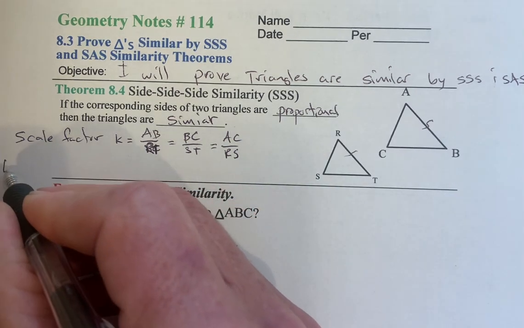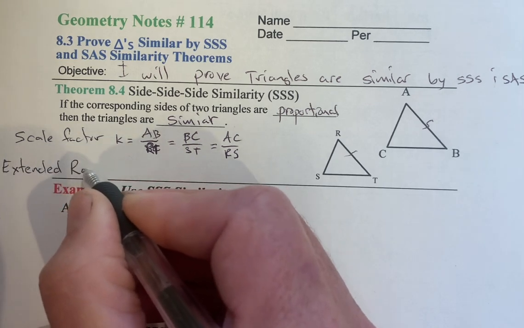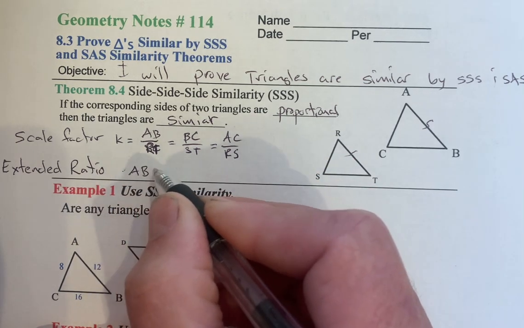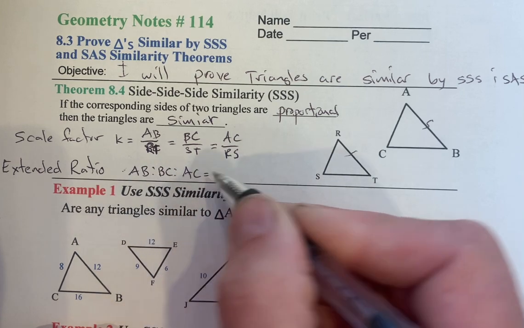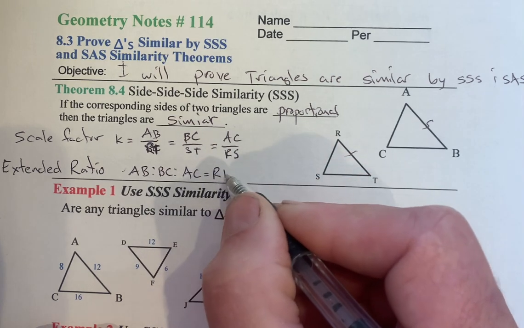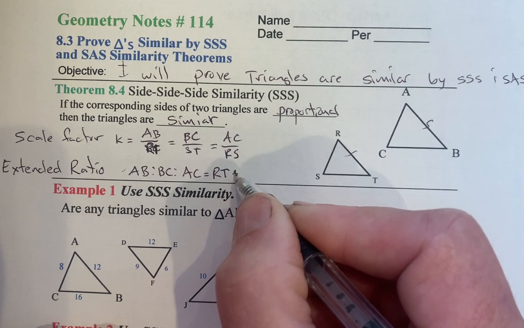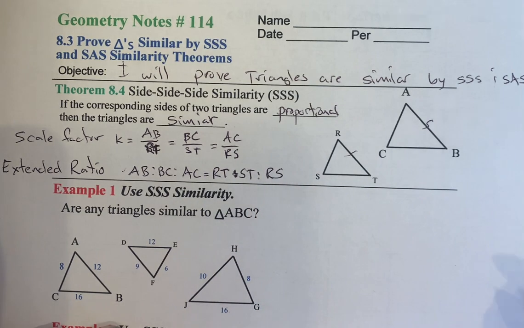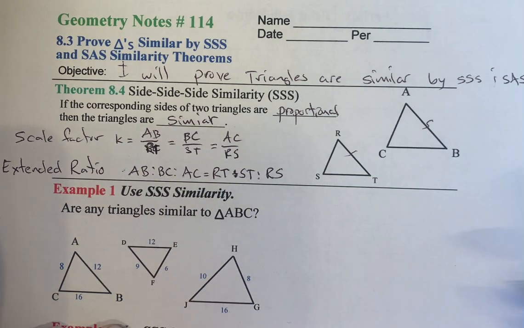If I use what's called the extended ratio, I would say that these ratios, AB to BC to AC, would equal the other extended ratio of RT to ST to RS. And those look kind of similar. Those are just the numerators, and those are just the denominators. But that's what we'll look at.